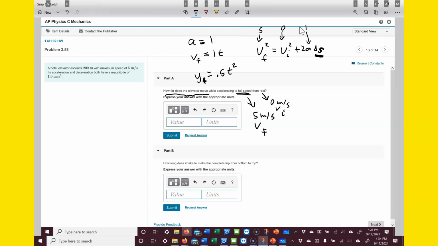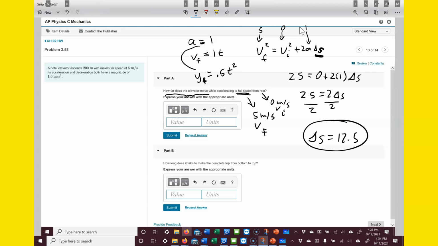There's another way we could do it too. I'll show you in a second, but let's just go ahead and get the answer this way. So if I plug 5 into there, it becomes 25 equals 0 plus 2 times 1 times delta S. So 25 equals 2 delta S. Divided by 2, delta S equals 12.5.